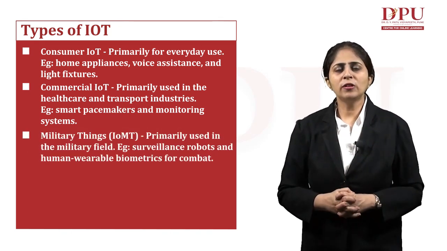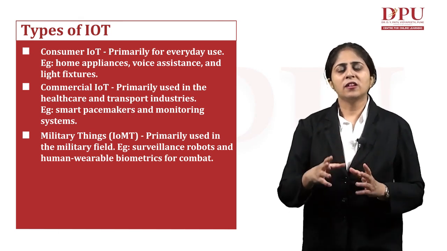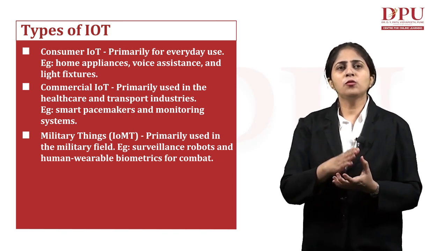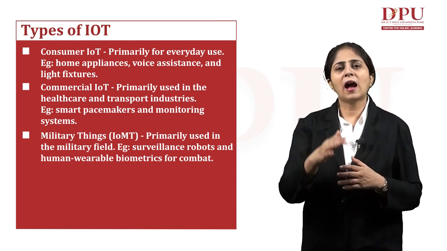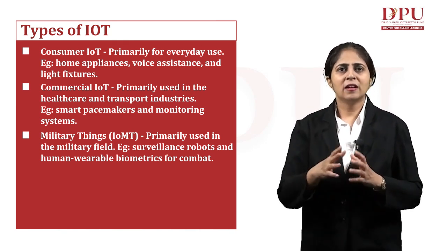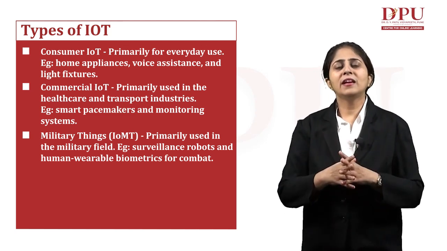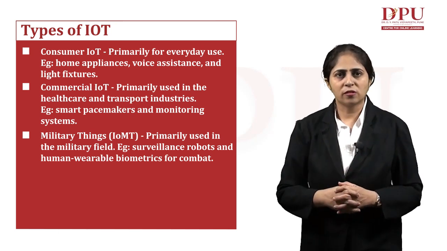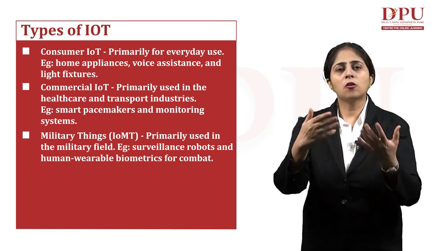The third type of IoT, we call it IoMT. This is Internet of Military Things. When we are using this IoT for military purposes, we can call it, in short, IoMT. So this is primarily used in the military field. For example, today in the military field, we have surveillance robots. We have human wearable biometrics for combat.